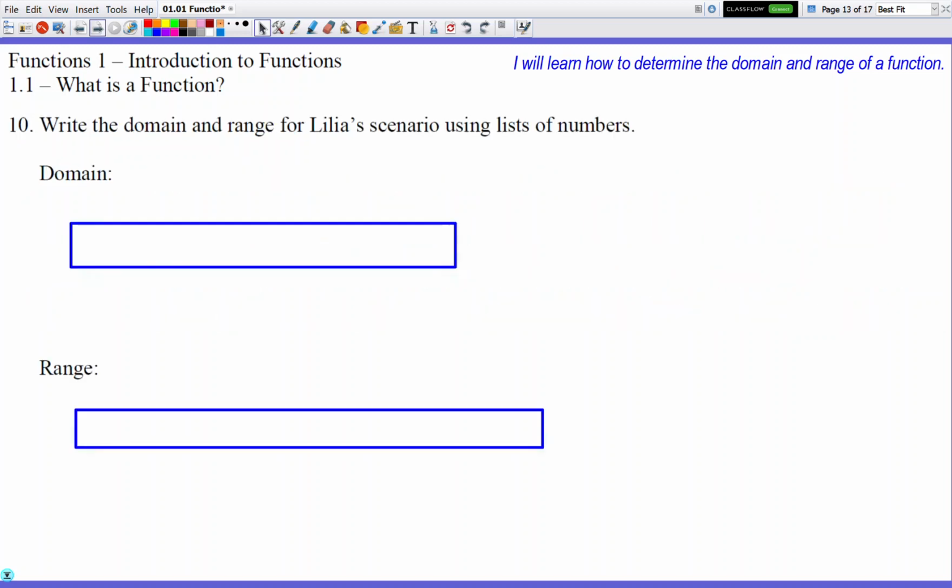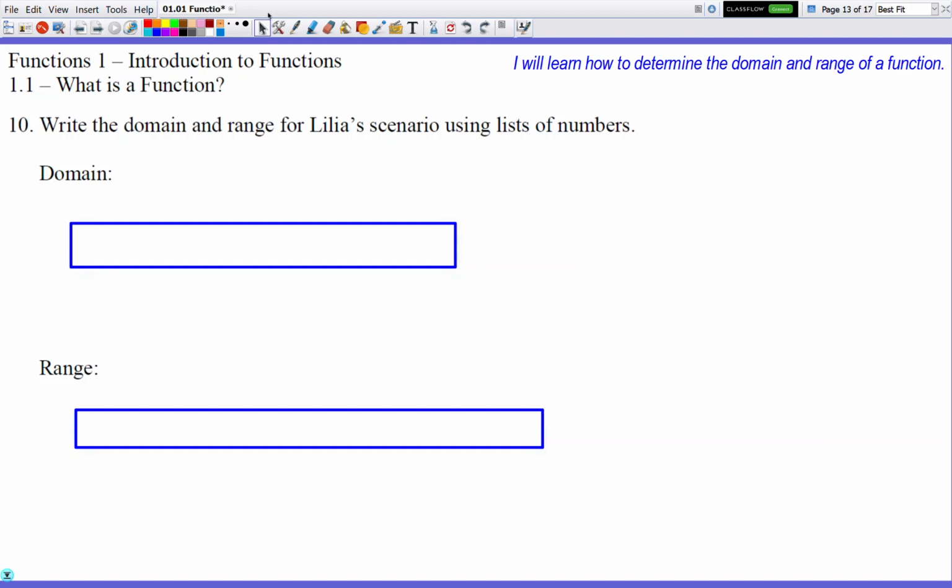Okay, and let's use the scenario of Lilia again. In domain, hopefully you remember that domain is your input, domain is your x values, and x values in this problem were going to be the day of the month. So that we can use that day of the month to figure out how much total has been used so far this month. So the domain that we can use are the days of the month in the month of August. So hopefully you know how many days are in August, and hopefully you know that there are 31 days in August.